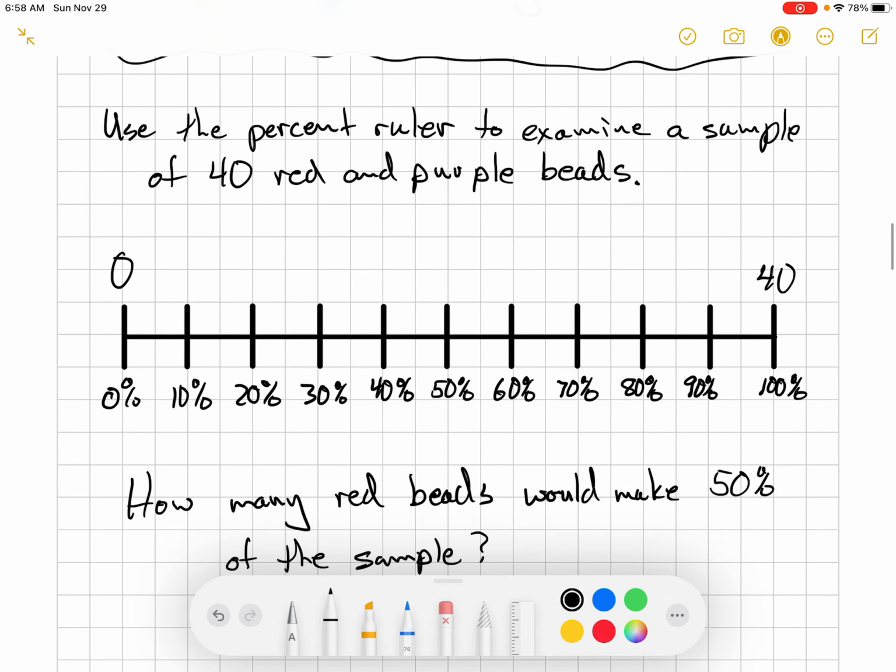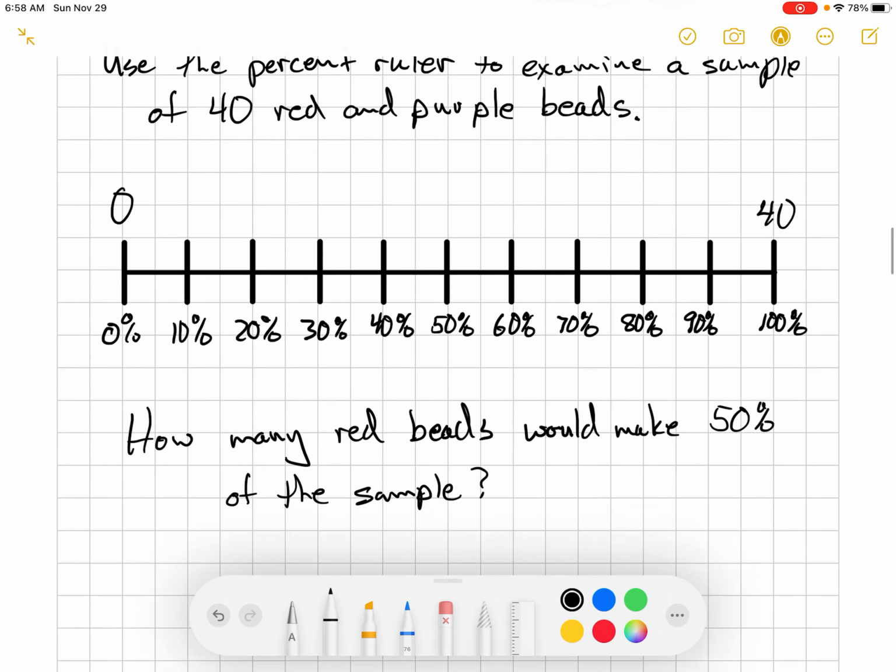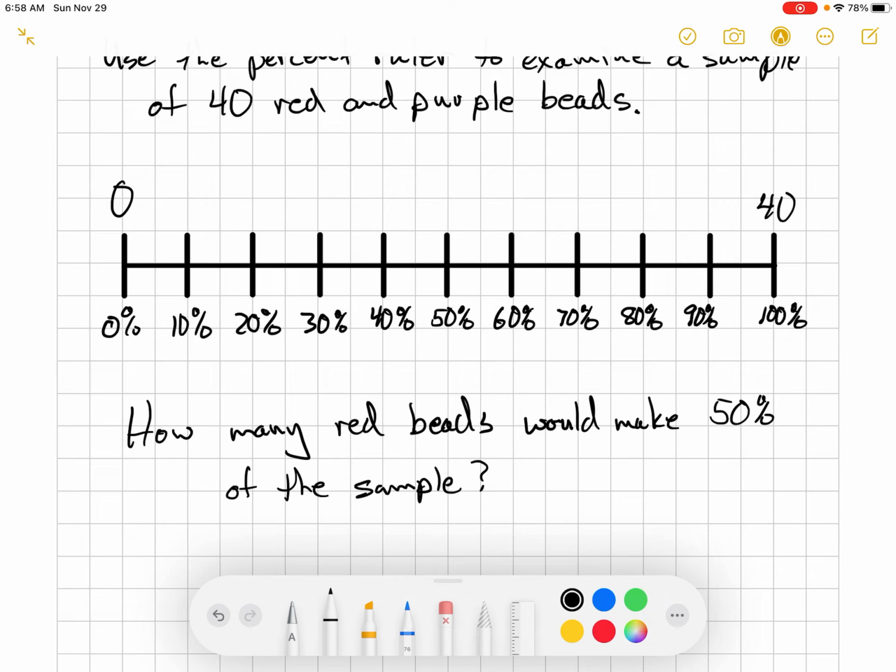Okay, so we're going to use this per 100 ruler, this percent ruler, to examine a sample of 40 red and purple beads. This is very much like a double number line. It would almost be like I gave you a ratio of 40 out of 100, 40 over 100%. Can you find the other ratios? That's our goal. Our real goal is to answer the question: how many red beads would make 50% of the sample? 50% of the sample. That's what I want.